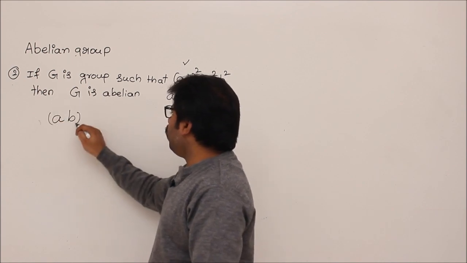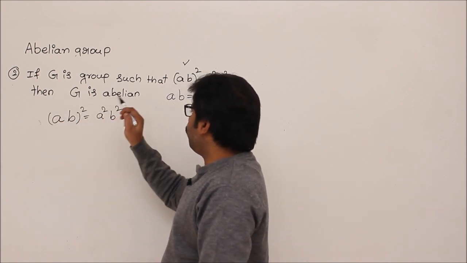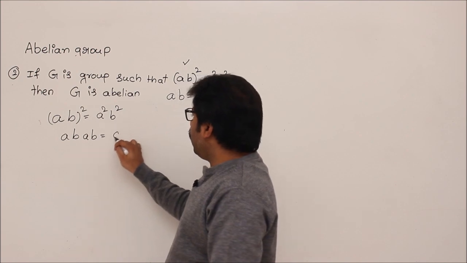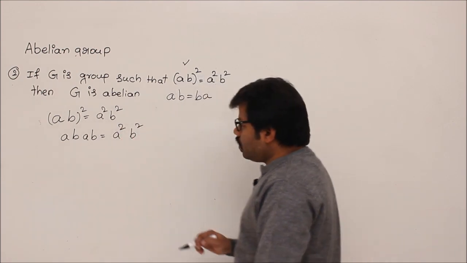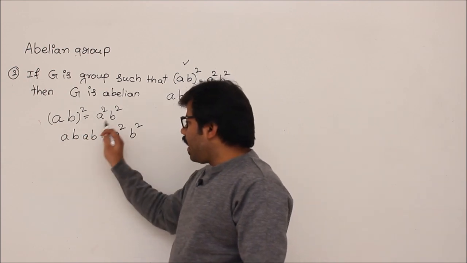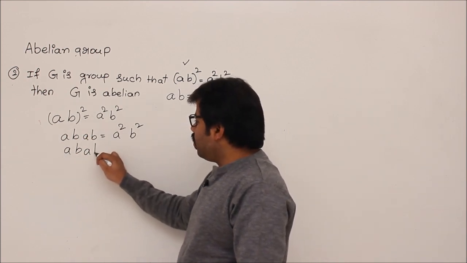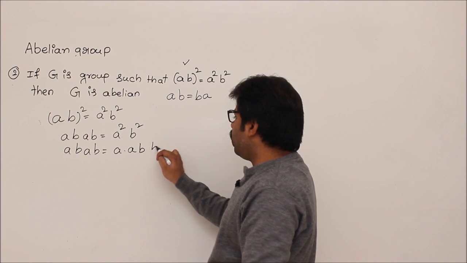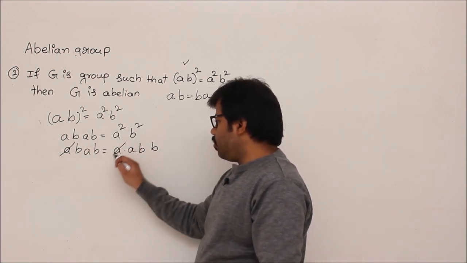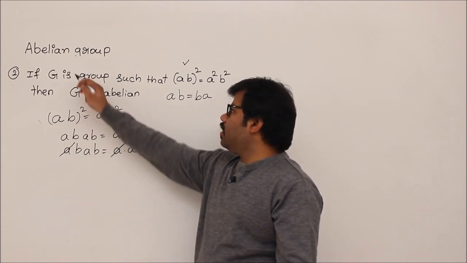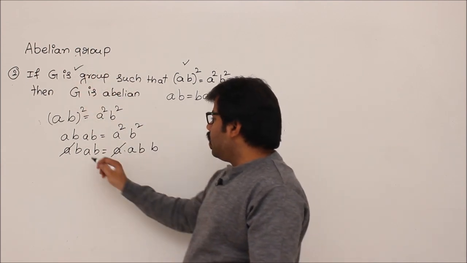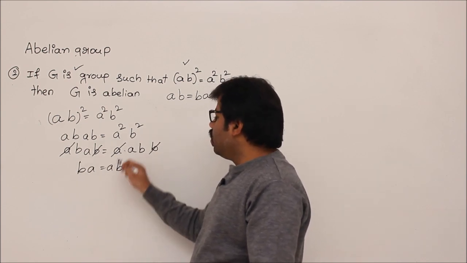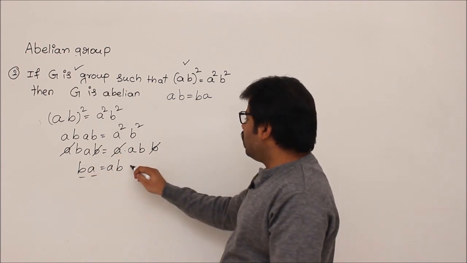(AB) whole square equals A power 2 B power 2. So (AB) whole square is nothing but ABAB equals A power 2 B power 2. Here what I do is I will try to apply cancellation. So A square is nothing but AA, correct? Now see, I can cancel this A versus A because in a group left cancellation holds good and it is given that G is a group. Otherwise we can't do that. Next, B, right cancellation holds good. So you get BA equals AB for any two elements. That means it is abelian, correct?